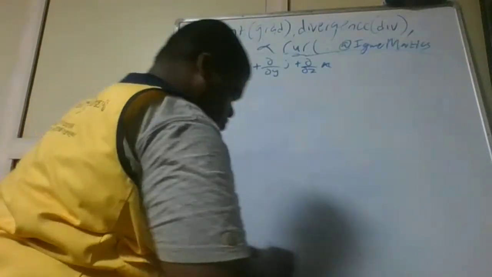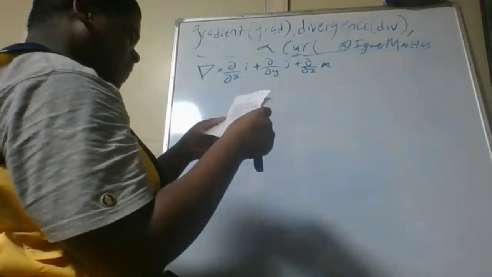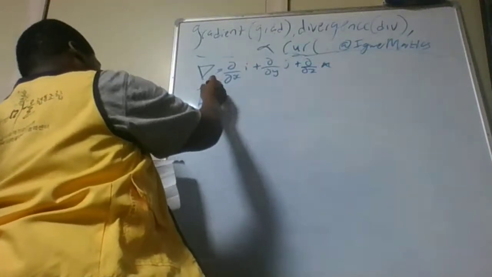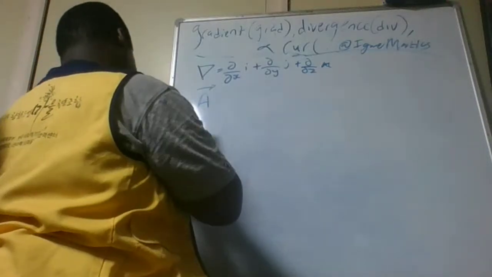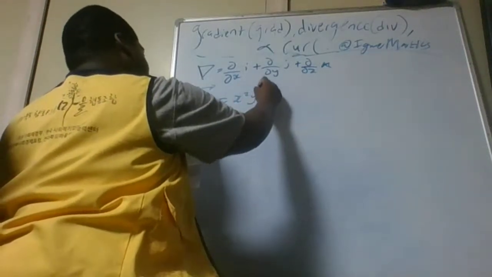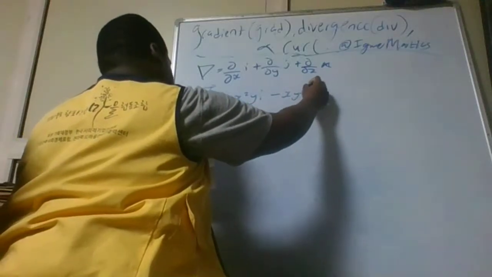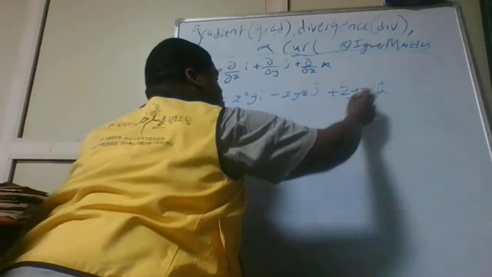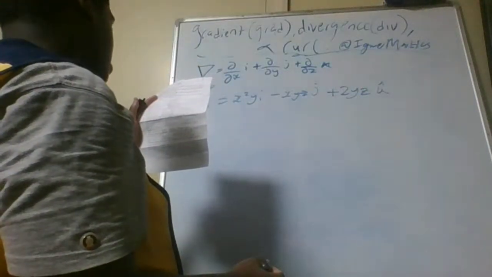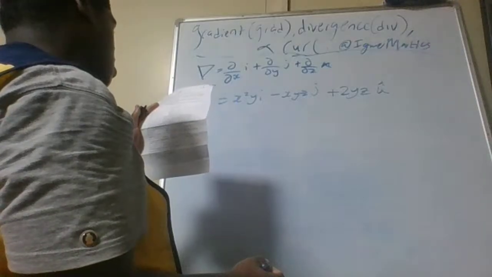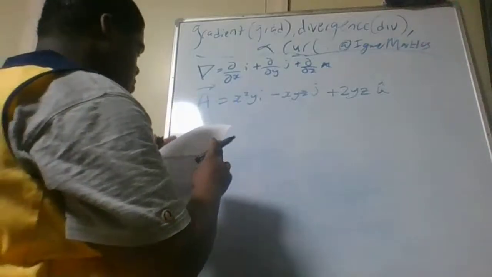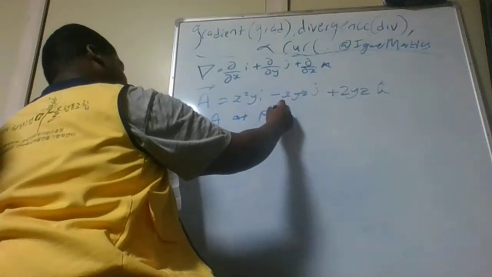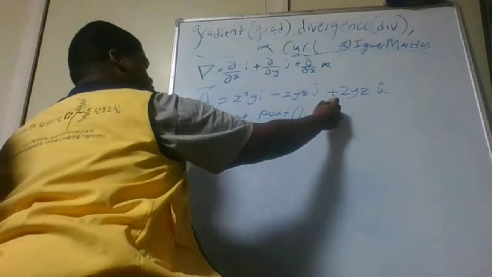So now let's go to the next question. I think my time is already running out. The next question tells us that if A, that's our vector A, is equal to x squared y i minus xyz j plus 2yz k, so you have x squared y i minus xyz j plus 2yz k, we should determine the divergence of A at the point 1, 2, 3.